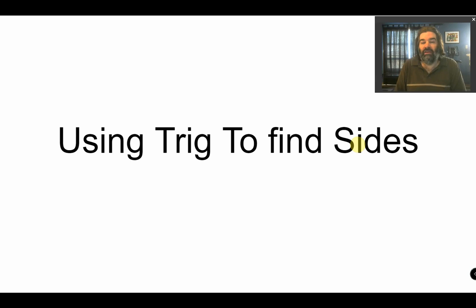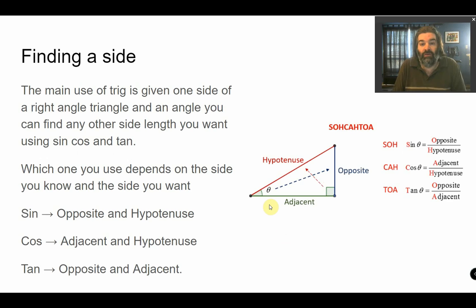Okay, second lesson here is how to use trigonometry to find the sides of triangles. So the main use of trig in the real world is that instead of measuring all three sides of a triangle, if we can measure one side and an angle, using the sine, the cosine, and the tangent, we can actually figure out what the other two sides are without actually having to physically measure.